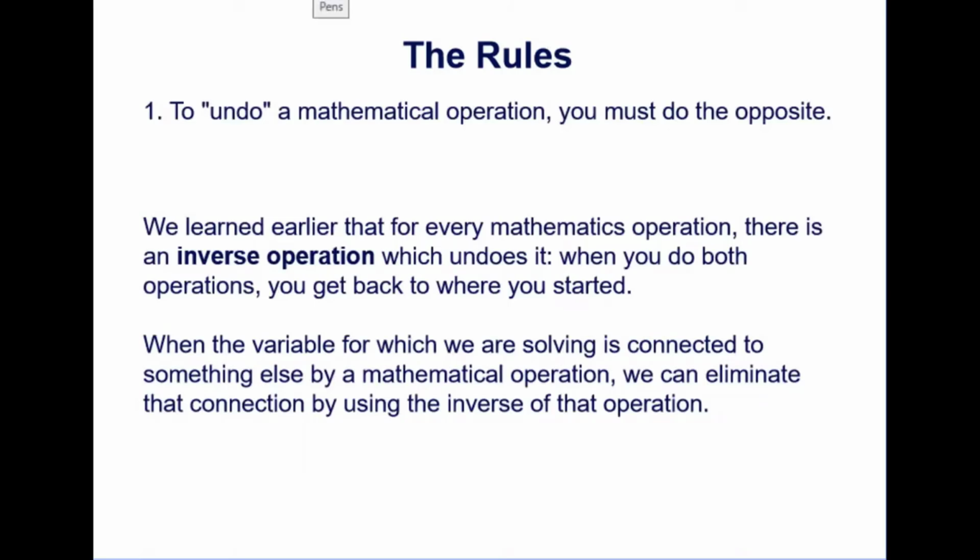The first rule is to undo a mathematical operation, you must do the opposite. We learned earlier that for every mathematics operation, there is an inverse operation which undoes it. When you do both operations, you get back to where you started. For example, addition has subtraction as the inverse operation, addition and subtraction. Multiplication and division are inverses. Those are your most popular, but there are many more. Each just undoes the other, and you get back to where you started.